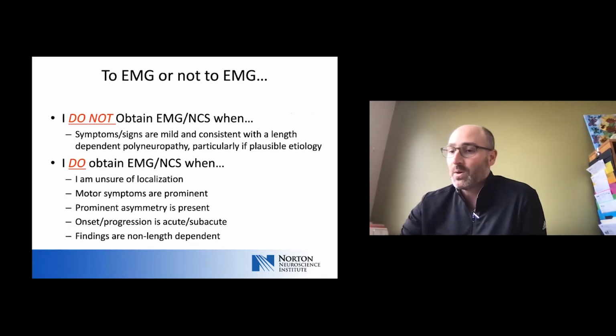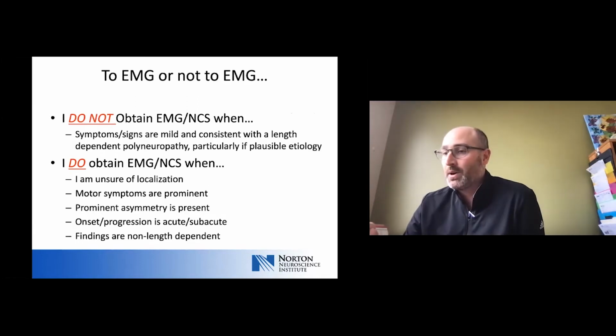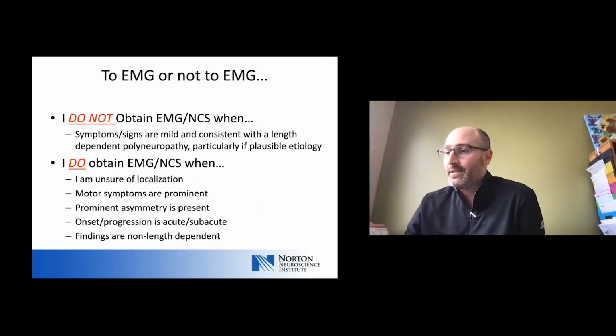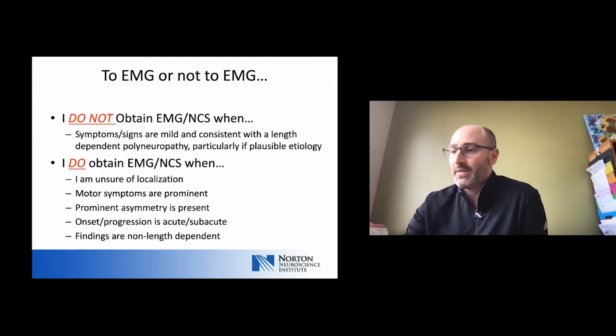So I tend to advocate for an EMG when I'm not entirely sure we're dealing with a polyneuropathy and I want to confirm this, when there are some atypical features that we discussed previously. And specifically, that's going to be prominent motor symptoms, asymmetry, a non-length dependent pattern of the symptoms, and when the onset or progression is acute or subacute.